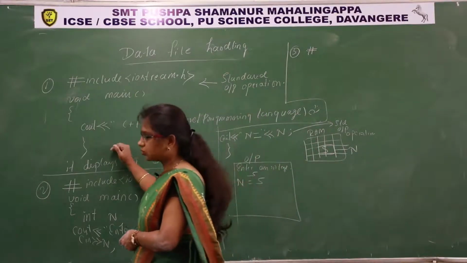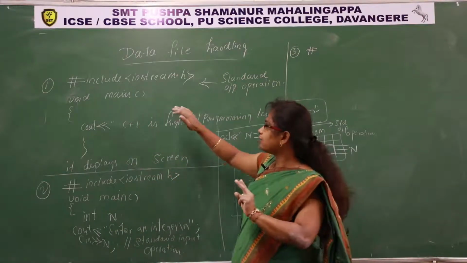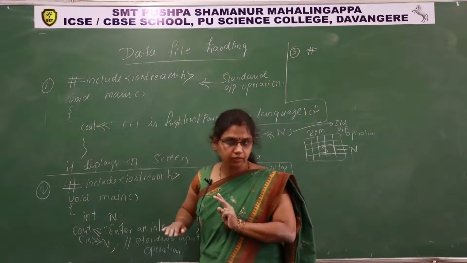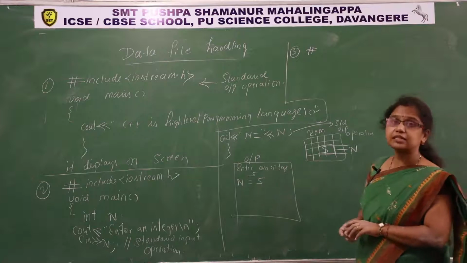So to deal with the standard input and output operations, the iostream.h header file is enough. Now the thing is different. Here I want to deal with the disk file.